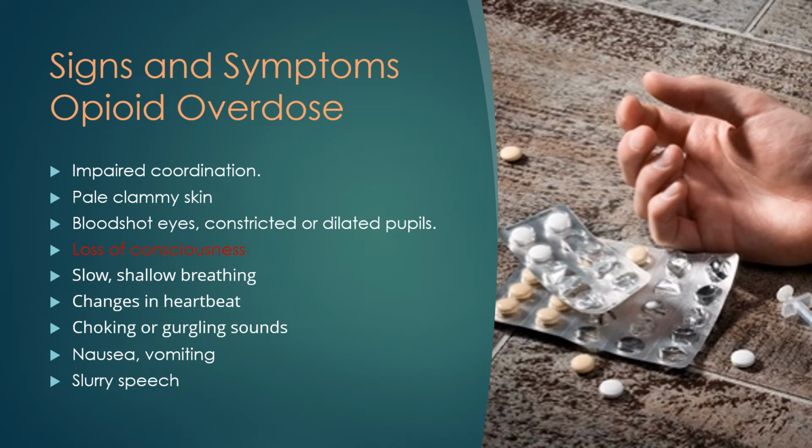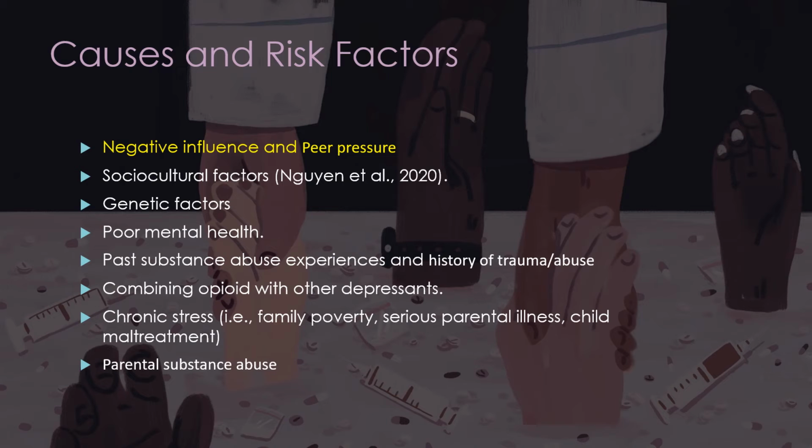Signs and symptoms of opioid overdose. Generally, overdose victims may have impaired coordination, sleep snoring with a gargling sound, slurred speech, constricted or dilated pupils, and throwing up. Overdose results in loss of consciousness, slow breathing, and low heart rate. Overdose symptoms require emergency care lest they lead to death.